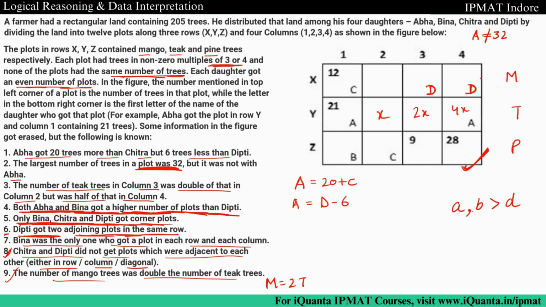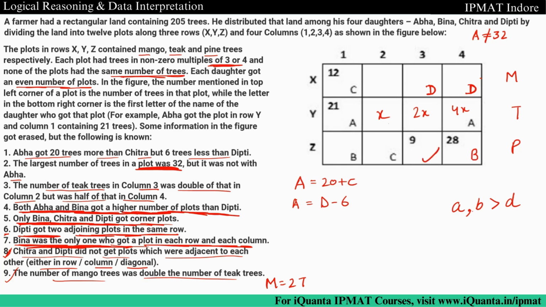A cannot get it because A is not getting the corner plot. But we were given one very important clue, which was in the 7th one, Beena was the only one who got a plot in each row and each column. So in column 4, if Beena has to get a plot, it can only be this plot, okay, with 28 trees. So of course this will be B over here. So very easily we decided that this will be B. I hope this is understood.